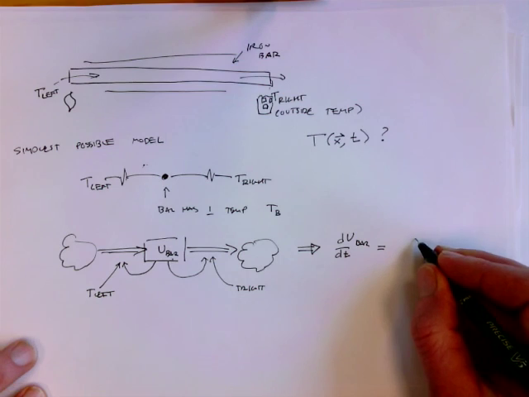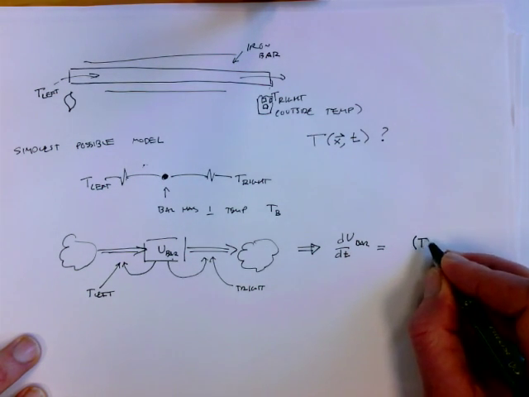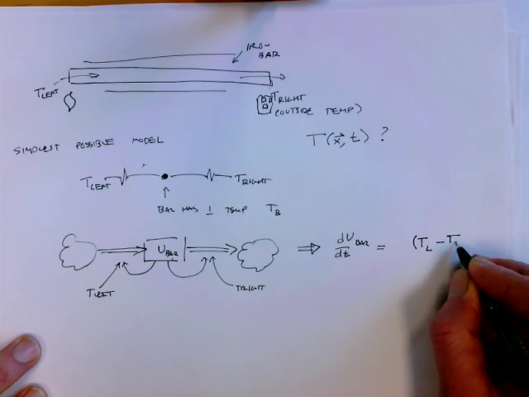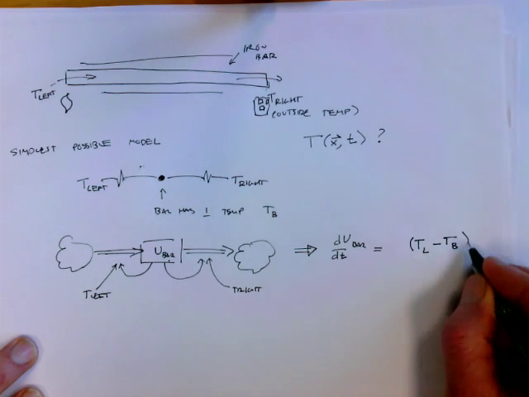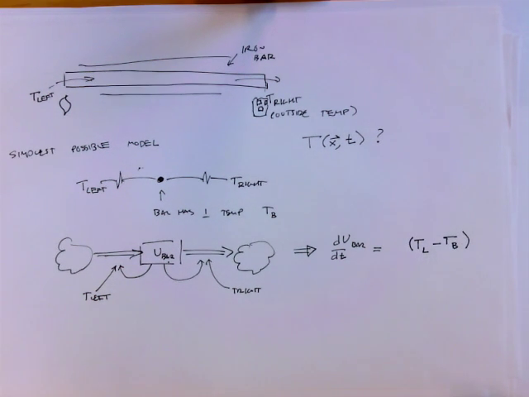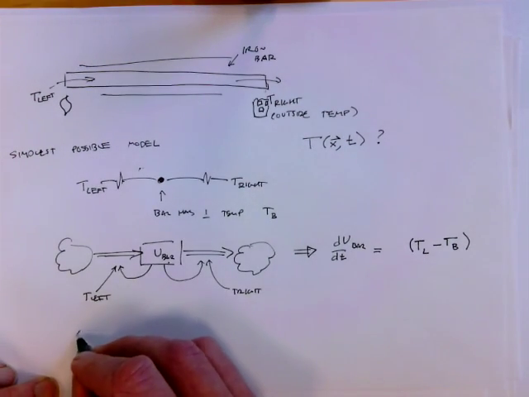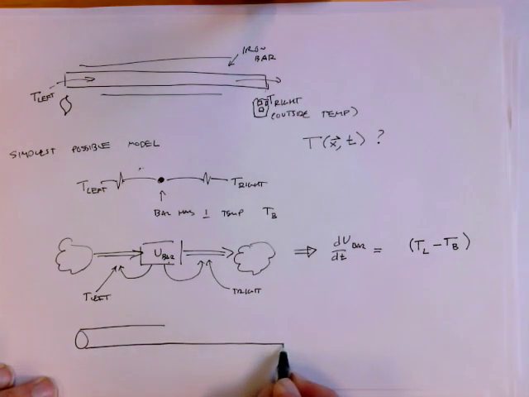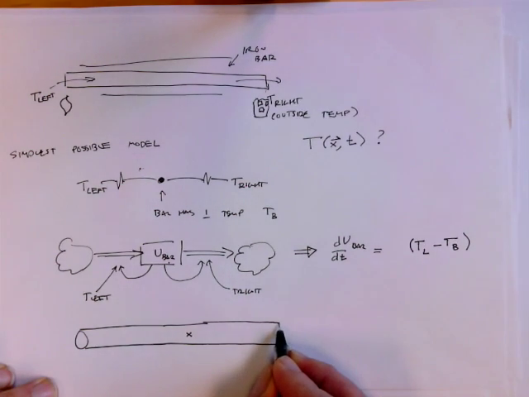And certainly for most systems, we use Newton's law of cooling, which tells us that energy flow is proportional to that temperature difference. So I should get some proportionality of the left-hand temperature minus the bar temperature. Then I need to ask, what's the nature of that proportionality? Well, if I go back to the bar and draw it like a cylinder, here's my bar, and here's the center of the bar, that's my thermal mass.